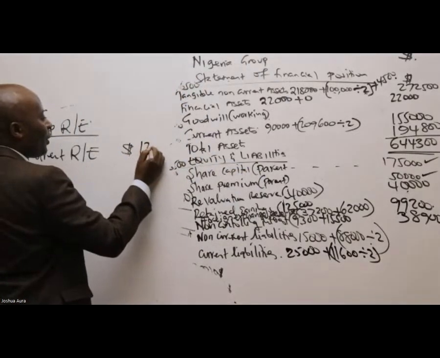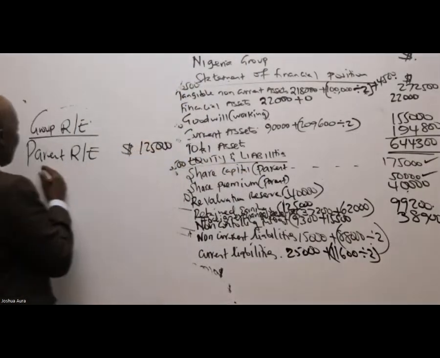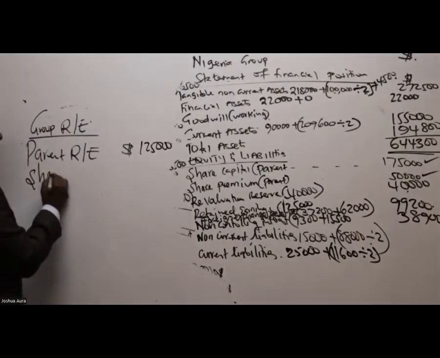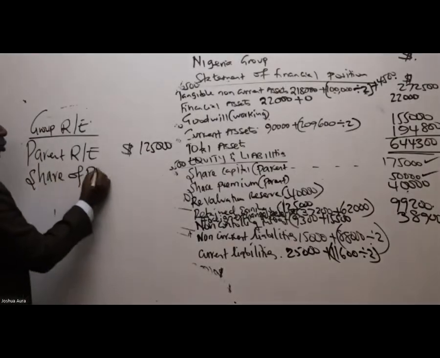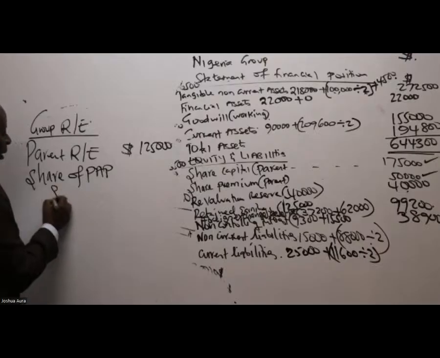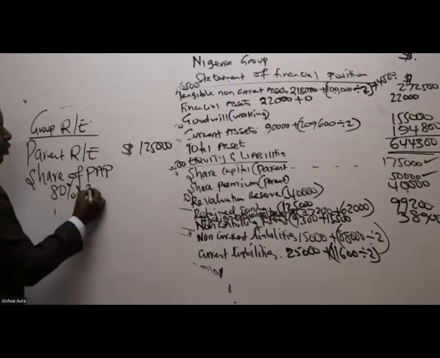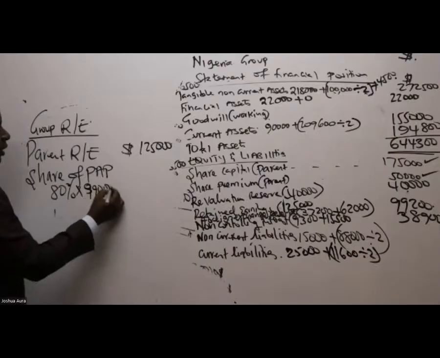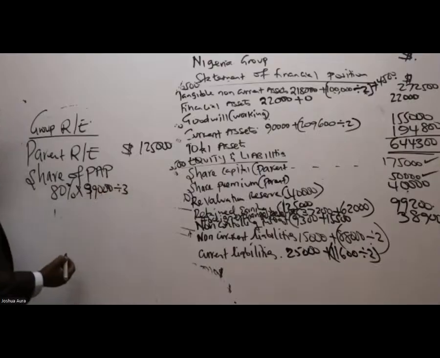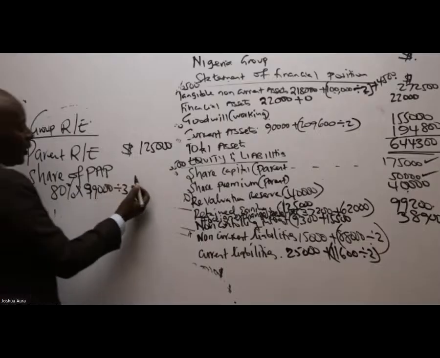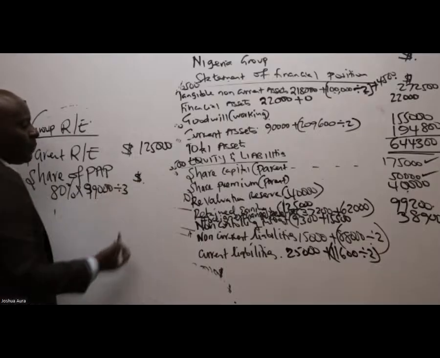So remember here we can only bring the share of POP alone. So share of POP, it will be 80% of the 33 or 99,000, but divided by 3. So could you kindly give me this figure? Itakuja kuwa ngapi somebody?